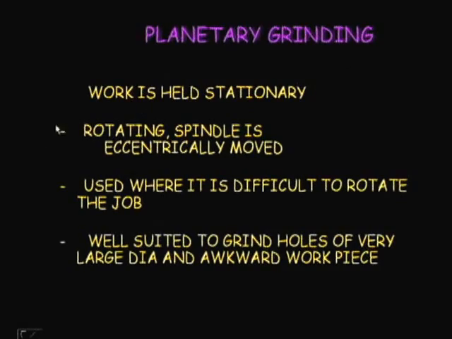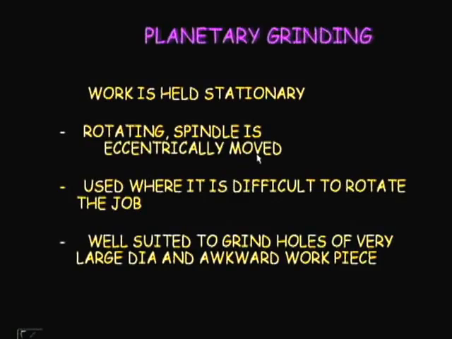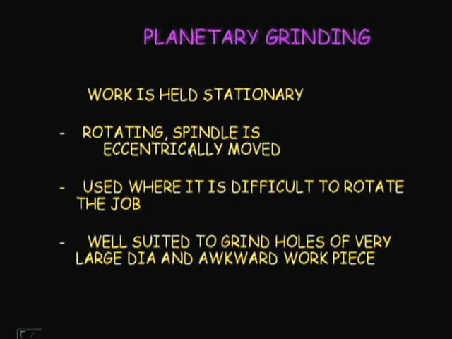Next is planetary grinding. Work is held stationary, and the rotating spindle is eccentrically moved, planetary. In the previous figure we have seen the grinding wheel rotate in one way, but here in planetary, this is the grinding wheel, it rotates about its own axis, as well as it rotates along. This is the workpiece, inside this we have to grind. So when it rotates like this, this is called planetary movement.